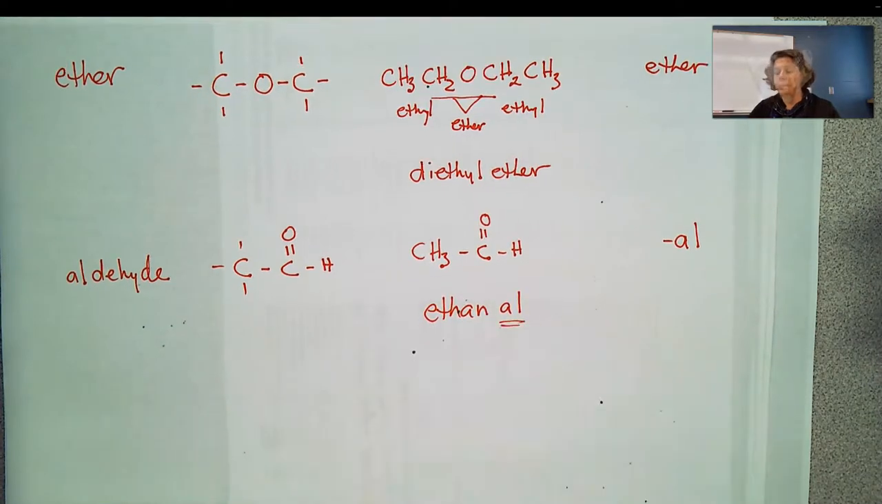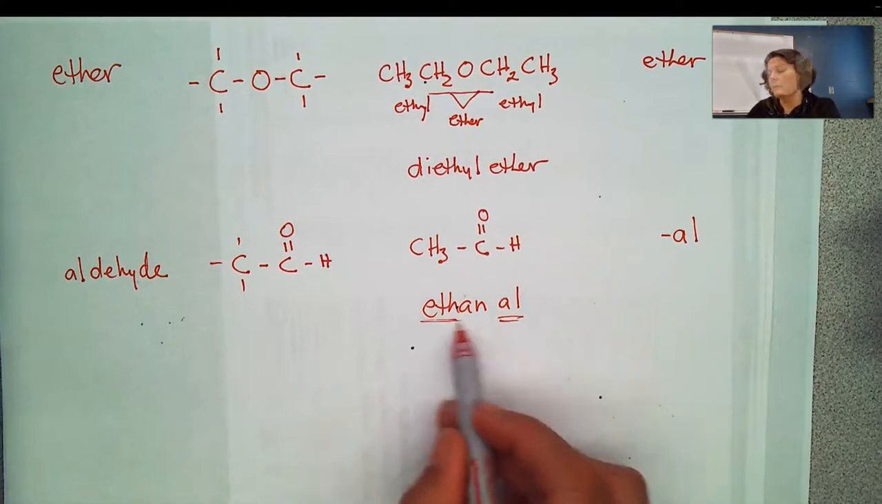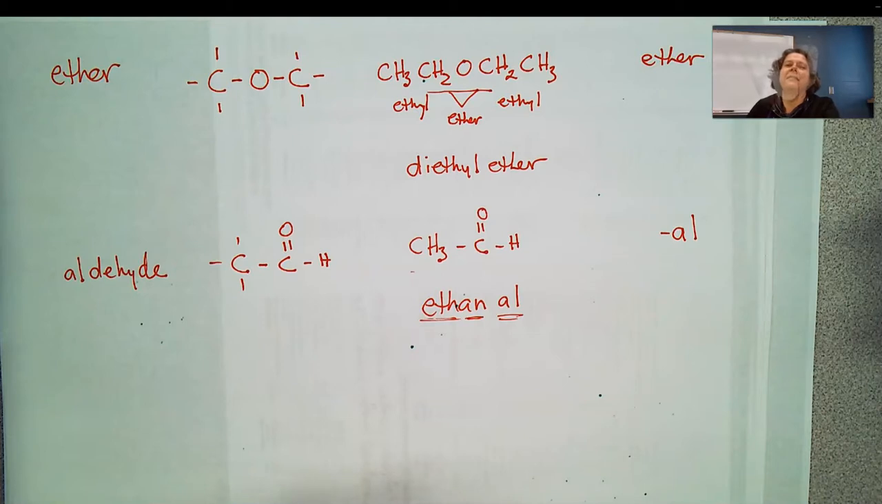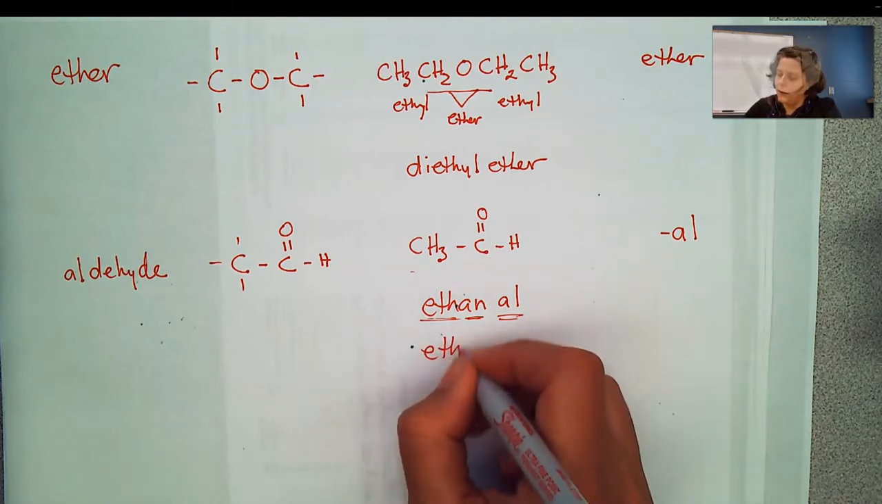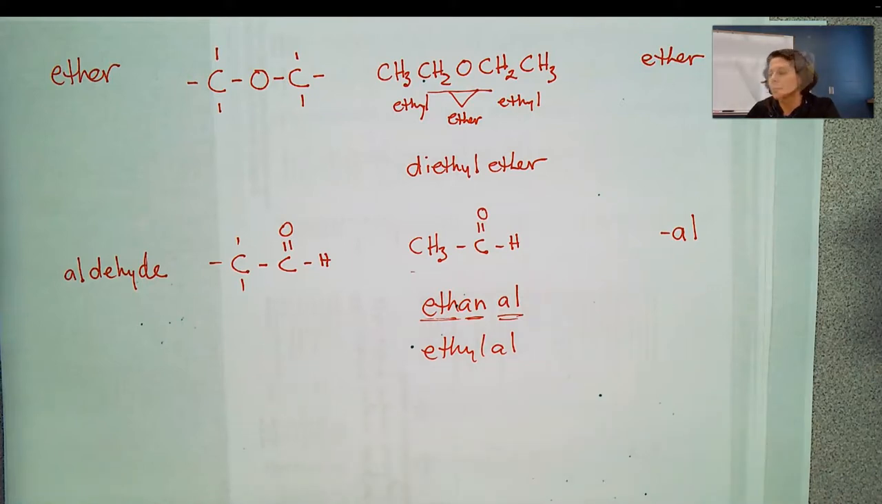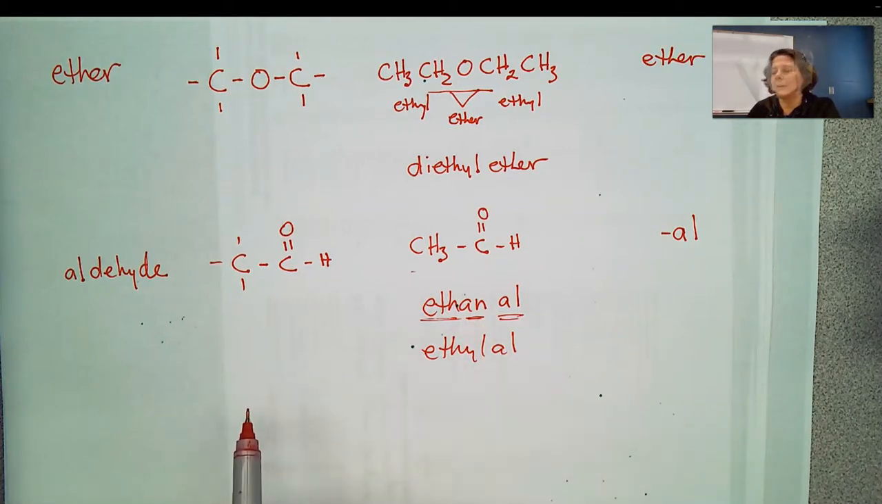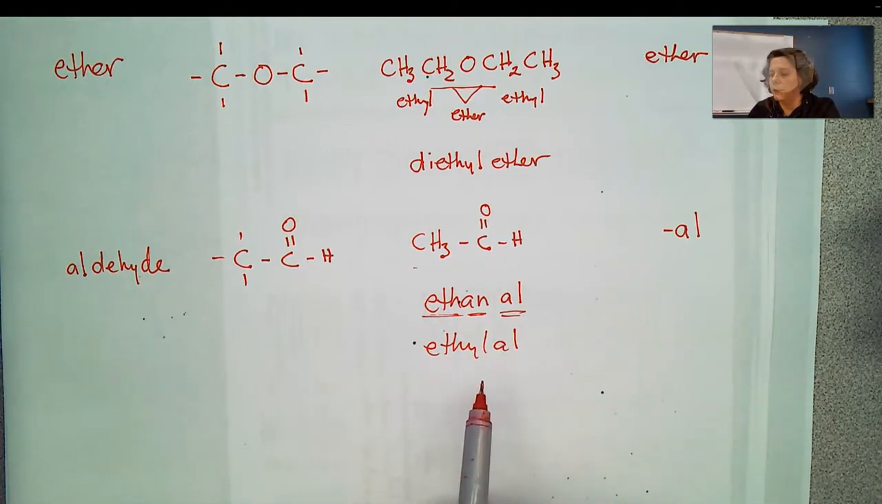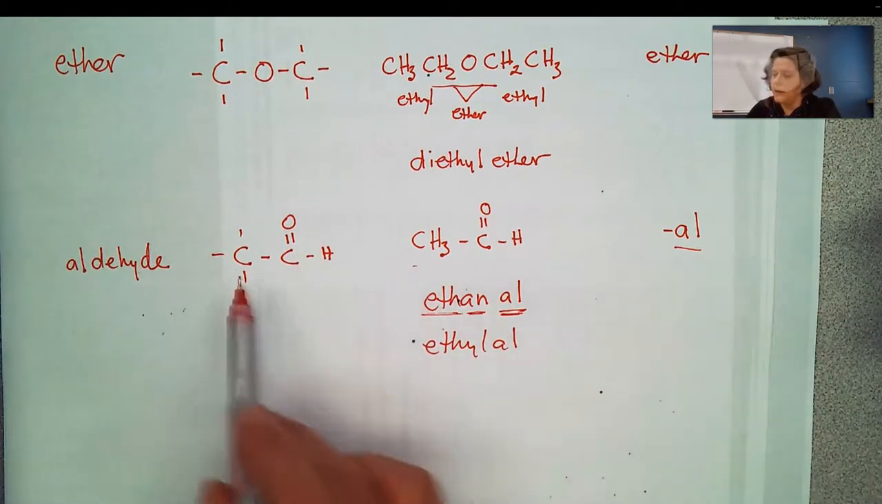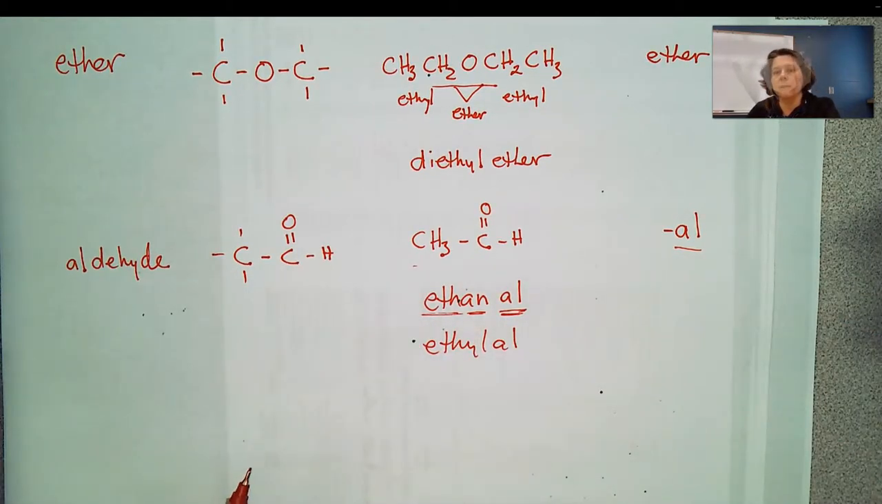So this is the ethyl group, because it's 2 carbons. We add that "an," so we could call this ethylal or ethanal. This is the same thing. This "an" in here just helps make it sound better, because you can't go "ethal," so it's ethanal or ethylal. So we know that this is our functional group, so we know it's an aldehyde, and this tells us our longest carbon chain.